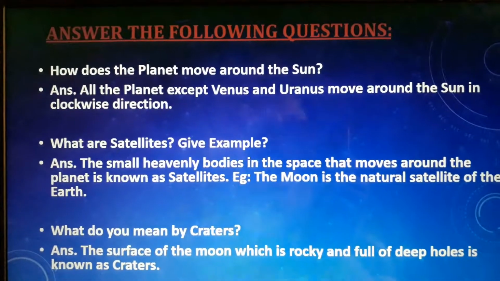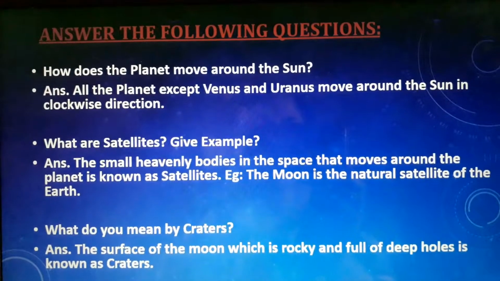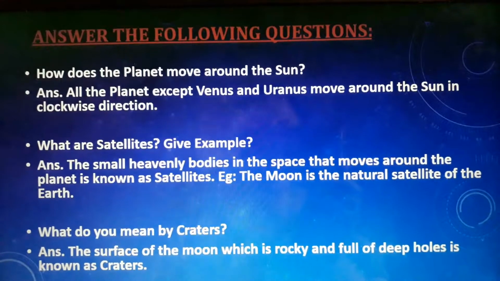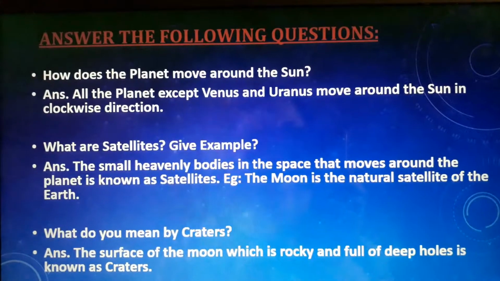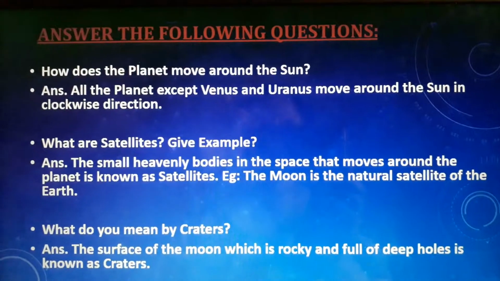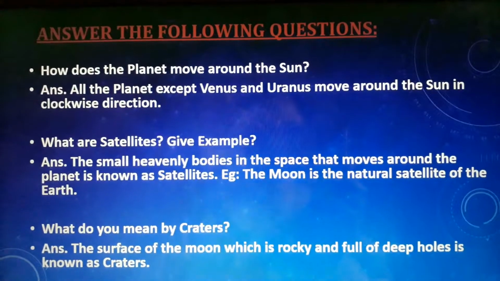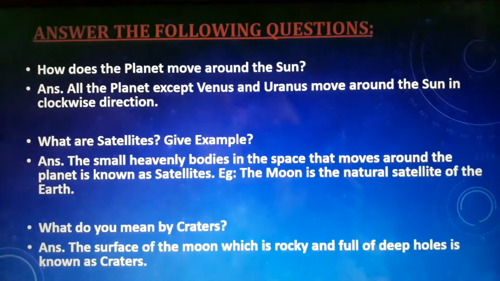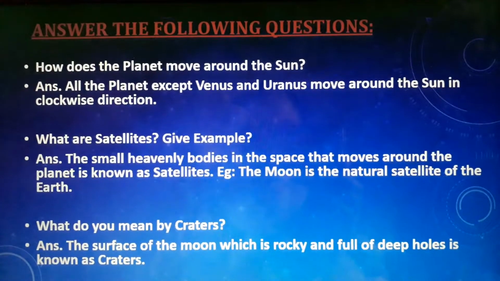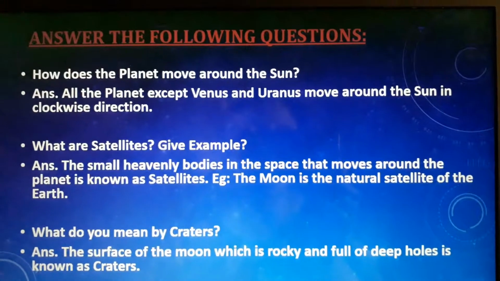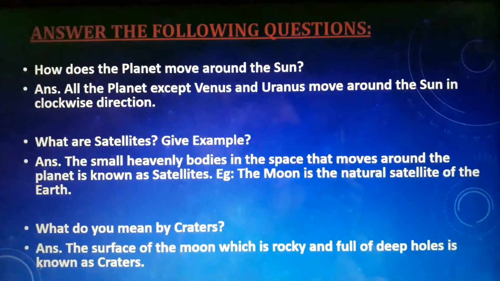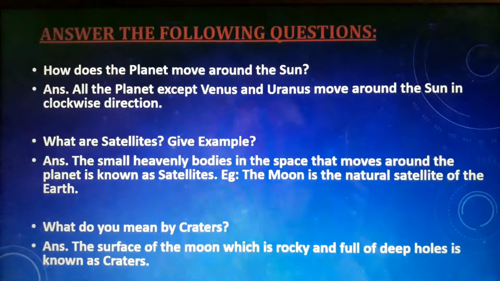How does the planet move around the sun? Answer: all the planets except Venus and Uranus move around the sun in clockwise direction. What are satellites? Give example. Answer: the small heavenly body in the space that moves around the planet is known as satellites. Example: the moon is a natural satellite of the earth.